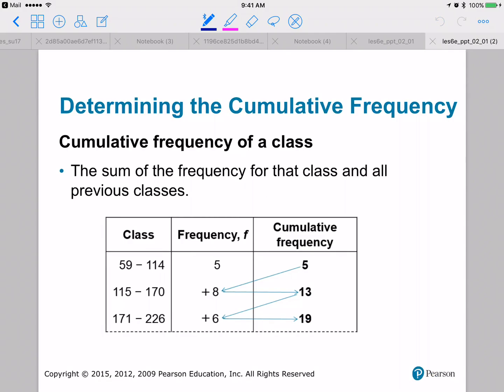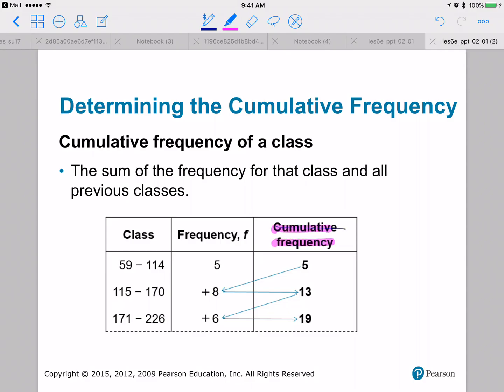And a cumulative GPA doesn't take into account just your GPA, your scores from last semester, but it takes into account your grades for all of the grades you've ever had up until that point. It's the same thing with the cumulative frequency. So to get the cumulative frequency, you are literally just going to add all of the frequencies up until that point.